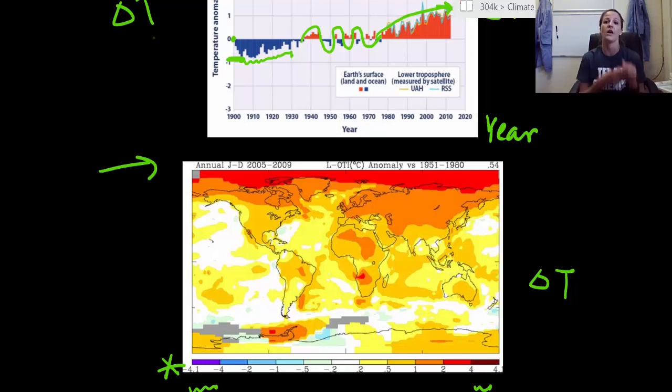So when people are saying, oh, it's just 1 degree here, it's 0.4 to 0.8 degrees Celsius, that's not the whole story. That's the global average. And there is a huge difference in temperature between something in the South Pole and something at the equator. So please keep that in mind.